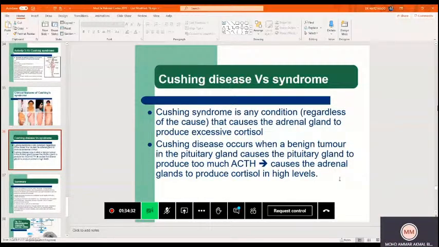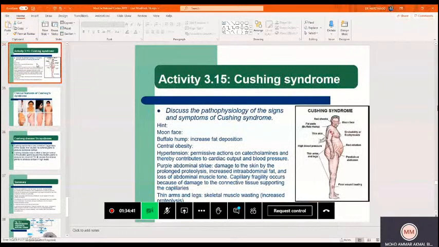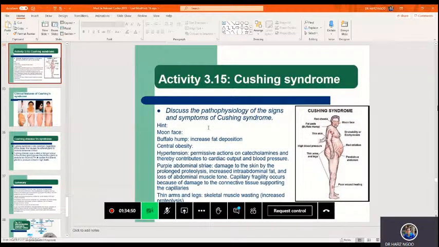Okay. So, doctor, how about the clinical features? Both of them have the same clinical features, as long as you have the problem. The difference is the cause, if you specify it as Cushing disease. Okay, all right, doctor. Thank you.